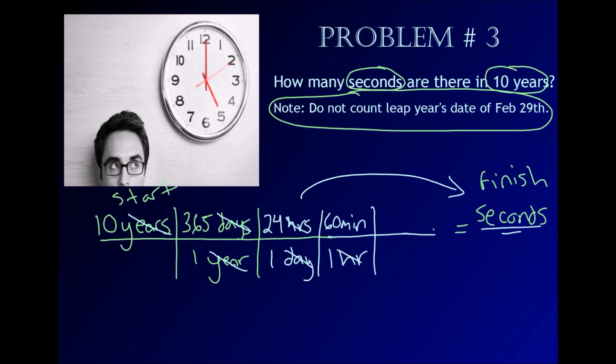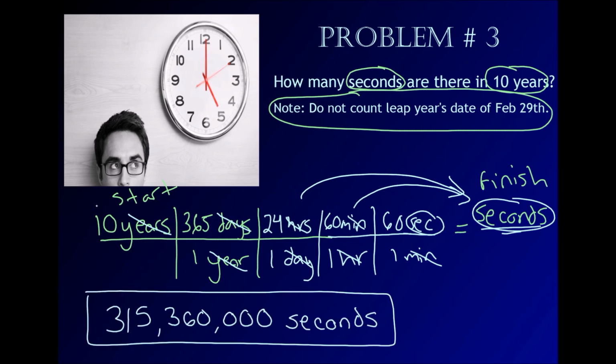For my last conversion ratio, I'm going to use the ratio for minutes to seconds, which is 1 minute for every 60 seconds. So now minutes cancels out, and I'm left with just seconds, which is what I wanted in the first place. For my last step, I will multiply by all the numbers on top, 10, 365, 24, 60, and 60, multiply all those together and divide by all the ones on bottom. And I should get 315,360,000 seconds. And that is my answer.